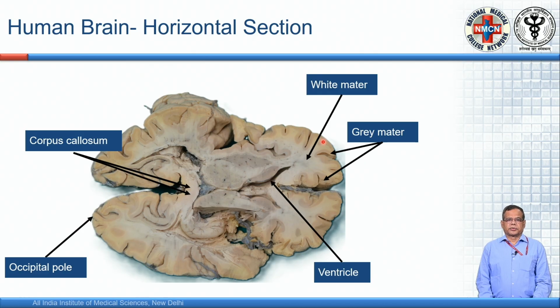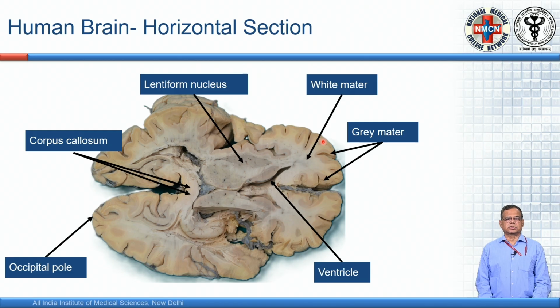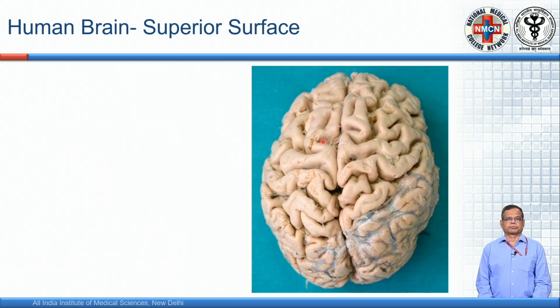Inside the core of the brain is the ventricle, around which collections of neurons are there. They are called the nucleus. You can appreciate the shape of the nucleus. This is the lentiform nucleus. The brain is covered by three layers of membrane: pia, arachnoid and the dura. Dura is the most superficial one. Pia and arachnoid run together except in the sulci, where the pia enters along with the blood vessels.